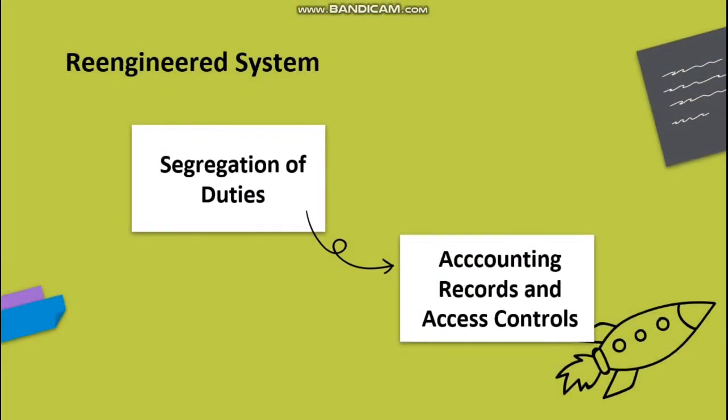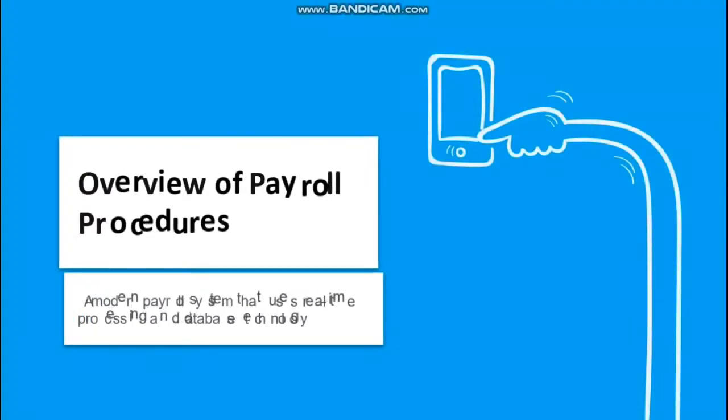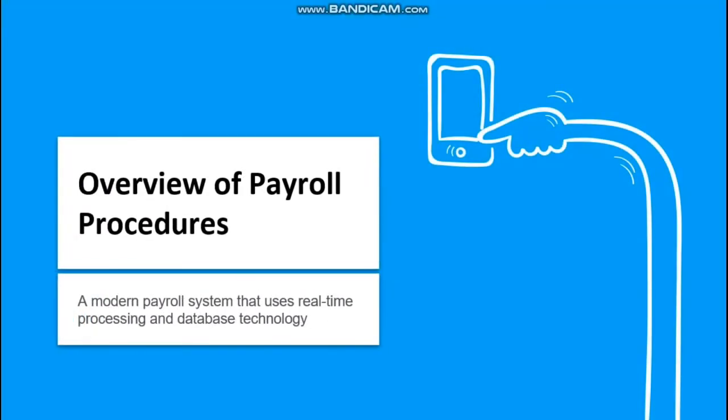This system removes the fundamental separation between authorization and transaction processing. Here, computer programs authorize and process purchase orders and authorize and issue checks to vendors. Next are the accounting records and access controls, in which the system maintains accounting records exclusively on magnetic disk. To preserve the integrity of these records, the organization must implement controls that limit access to the disks. Now for the last alternative information technology, which is the overview of payroll procedures.